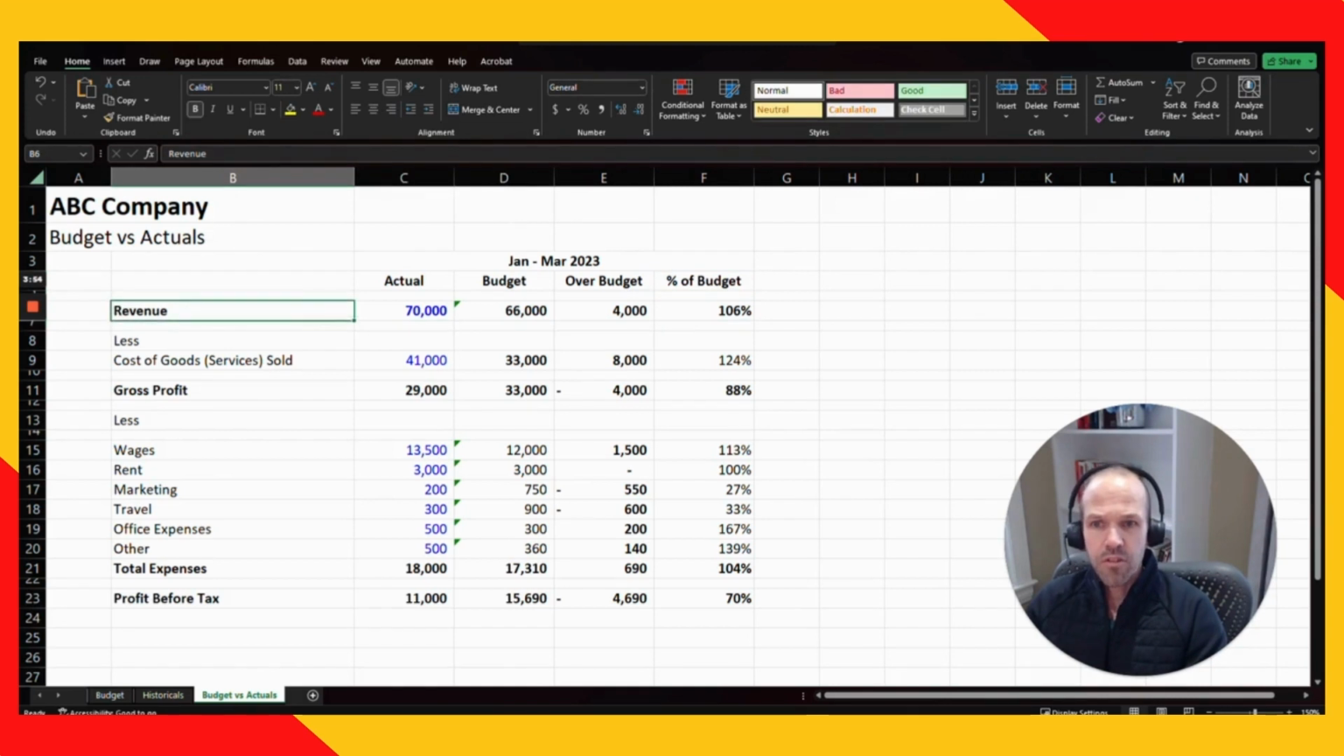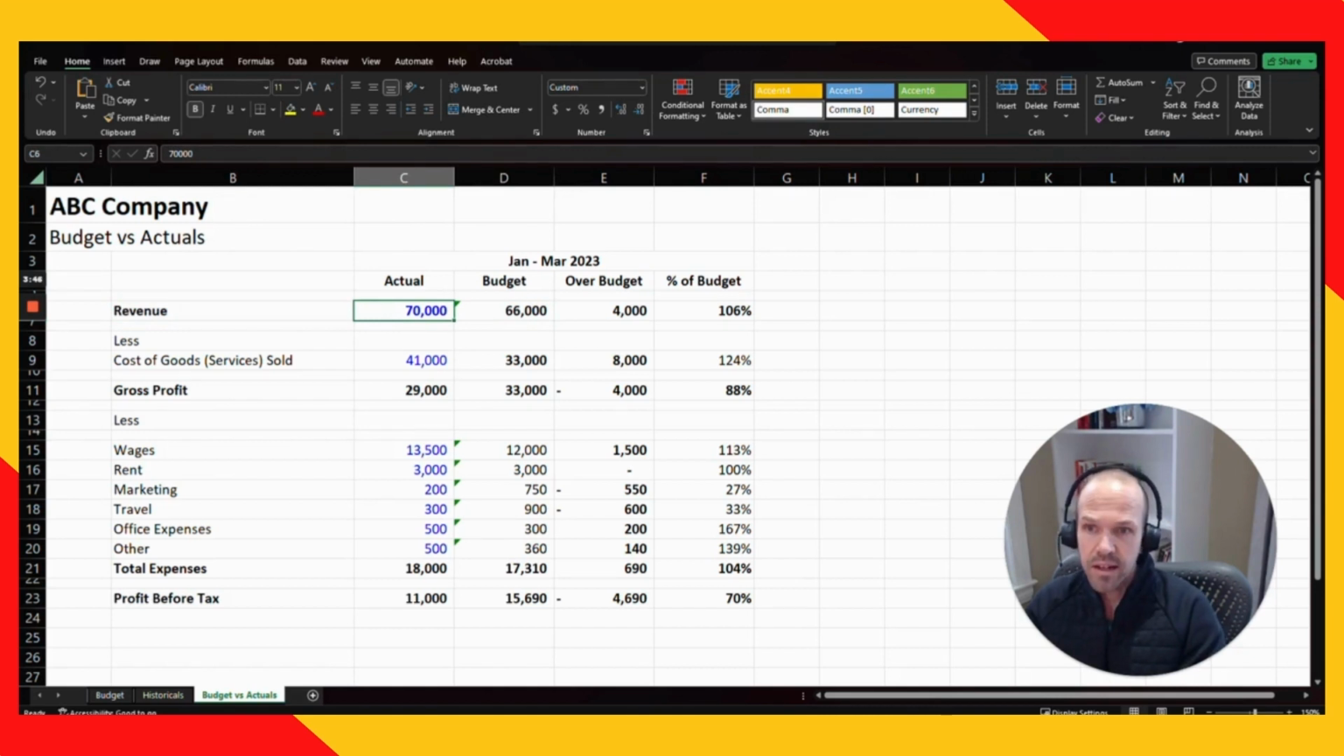So on the revenue side, your budget for the 3 months was $66,000. And actually you brought in $70,000 of revenue. And for this example, again, let's use the pizza store as an easy to understand business. So what does that mean? Well, you brought in 70,000 of revenue versus a budget of 66,000. So that's 4,000 over budget, or 106% of budget. So that's good. Then let's go down to the cost of goods sold.